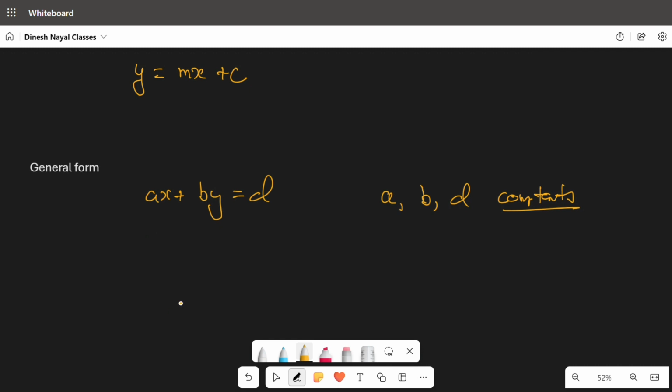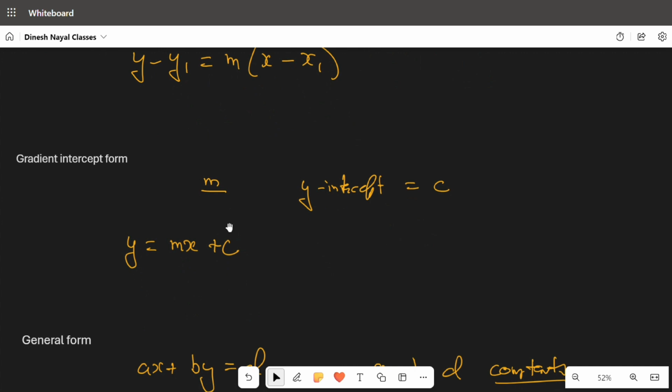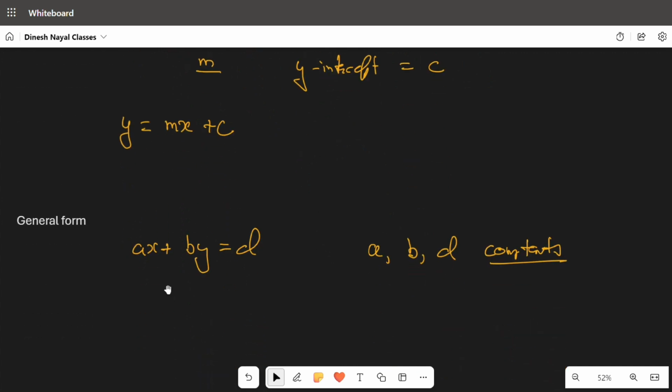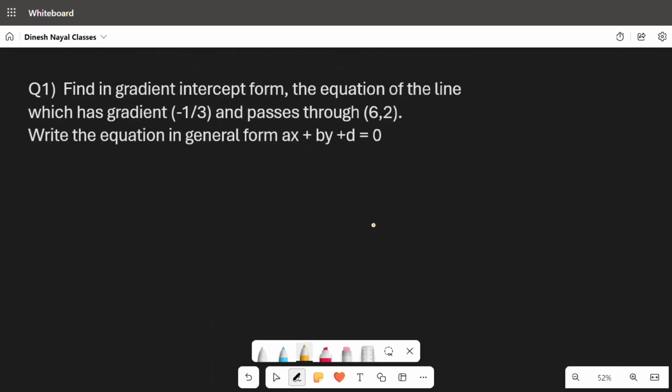And you should remember that we can arrange the equation into different forms. We can make it from the point gradient form, convert to gradient intercept form, then convert to general form. So we can arrange the equation into other forms also. Now let's do some examples.